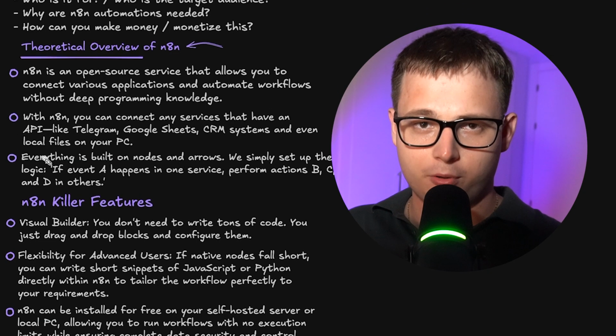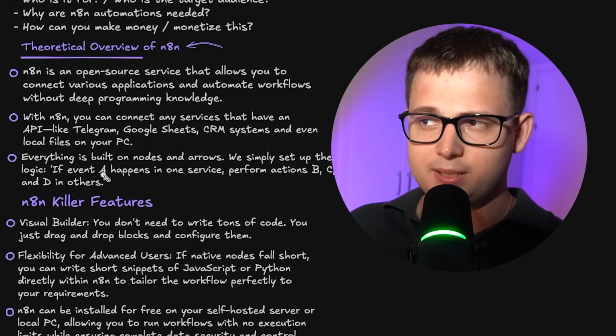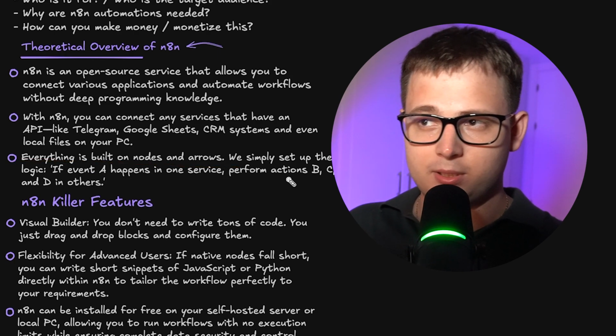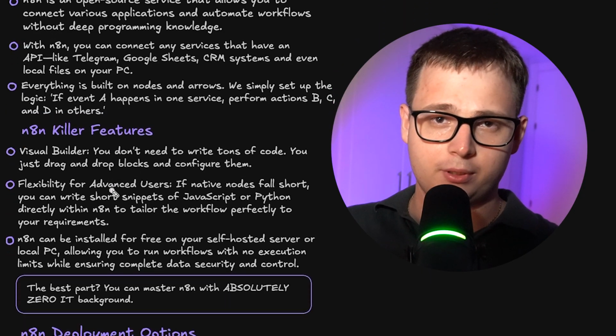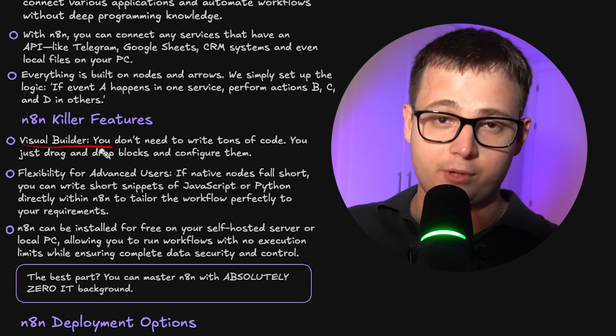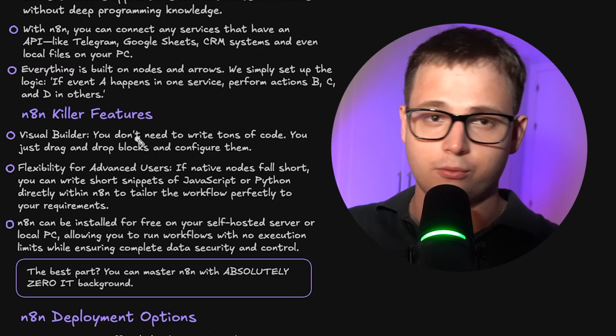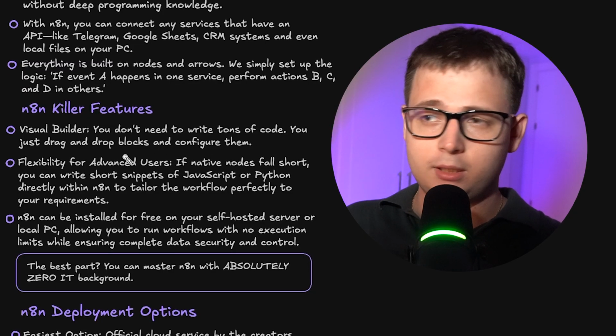The entire workflow is built on nodes and arrows. We simply set up the logic. If event A happens in one service, trigger actions B, C, D in others. The main features of n8n, first and foremost, of course, is the visual builder. You don't need to write tons of code. You simply drag and drop blocks and configure them.